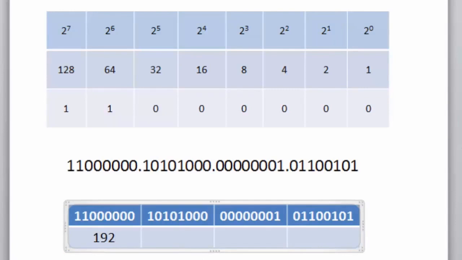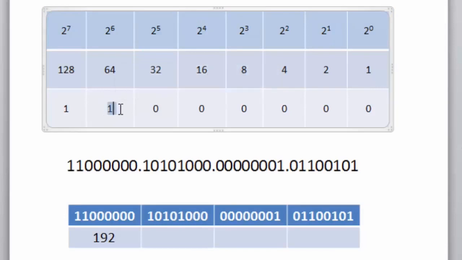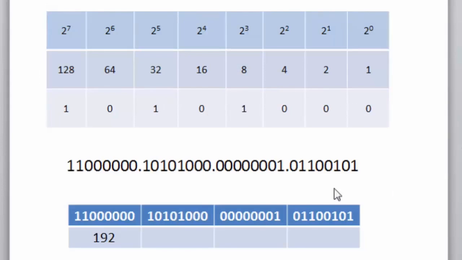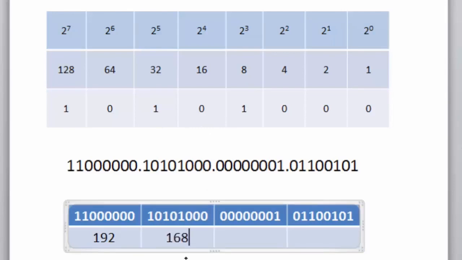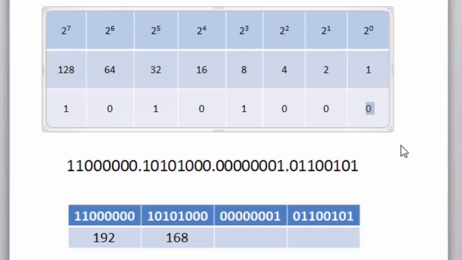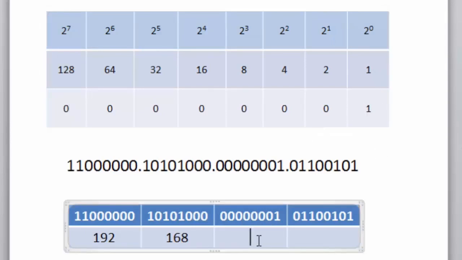Now, the next octet has 10101. Let's do that one. 0, 1, 0, 1, and then all zeros. If we count up the numbers, 128 plus 32 is 160, plus 8 is 168. The next octet is all zeros with a 1 in the last place in the ones place. This is easy. This is the number 1. All zeros and a 1 in the ones place makes the number 1.